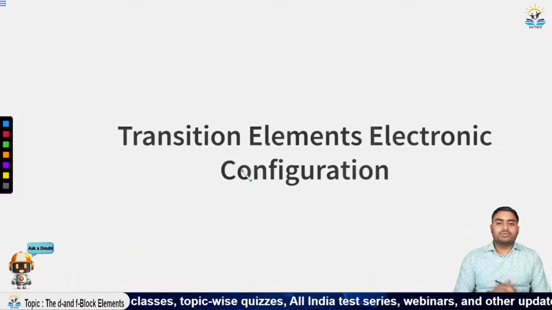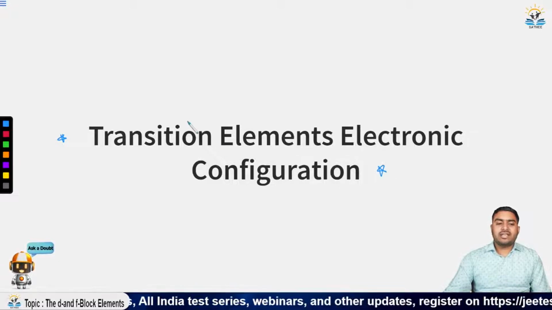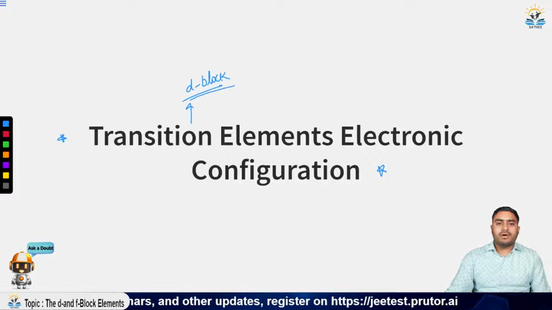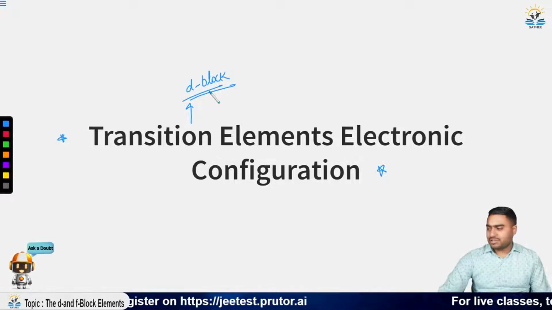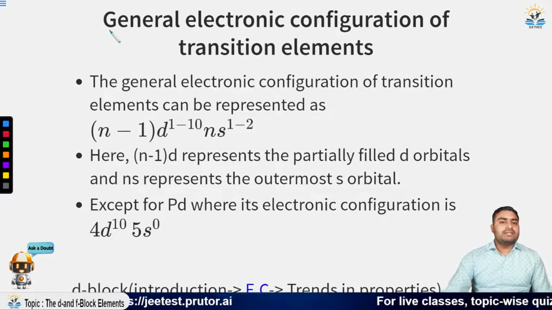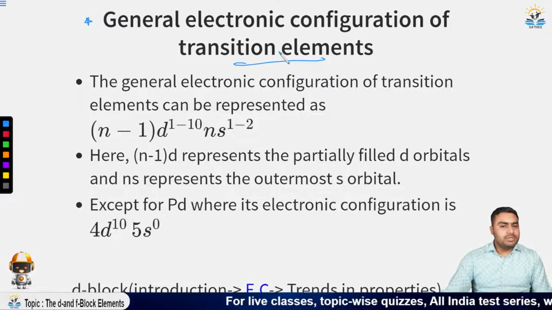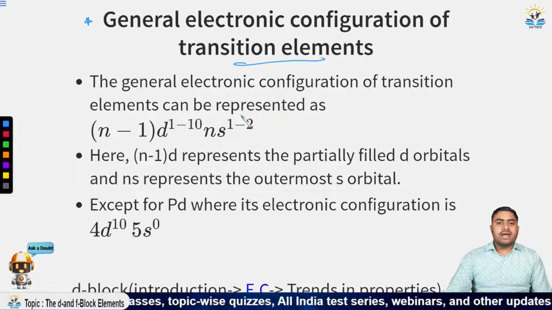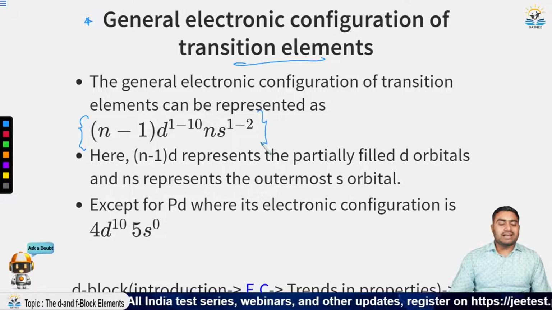Let's move to the next point, transition elements' electronic configuration. Transition elements, again I am repeating, are d block elements. And what about f block? F block elements are named inner transition elements. You can see the general electronic configuration of transition elements: (n-1)d1 to 10, ns1 to 2.